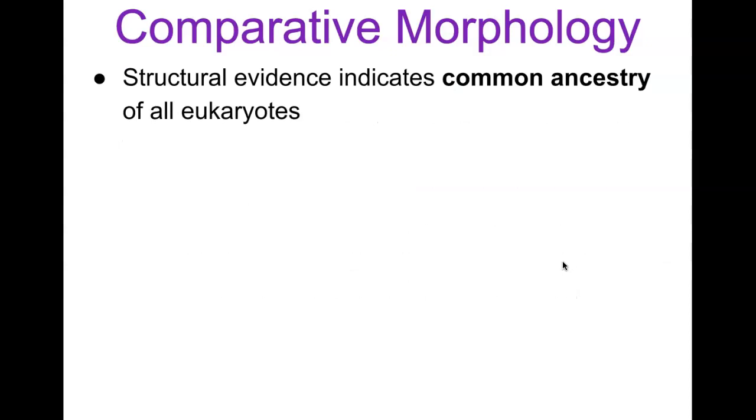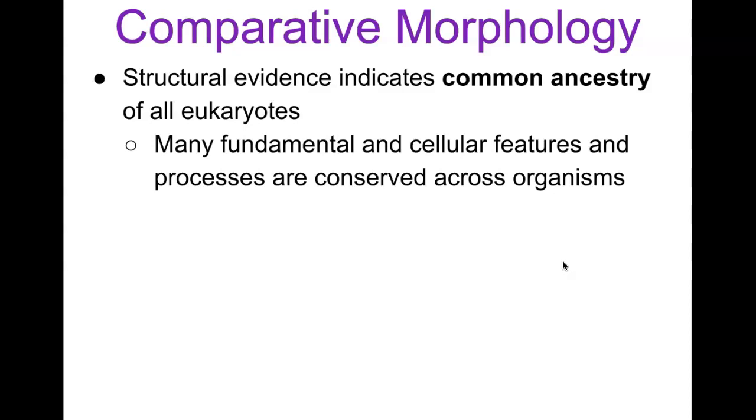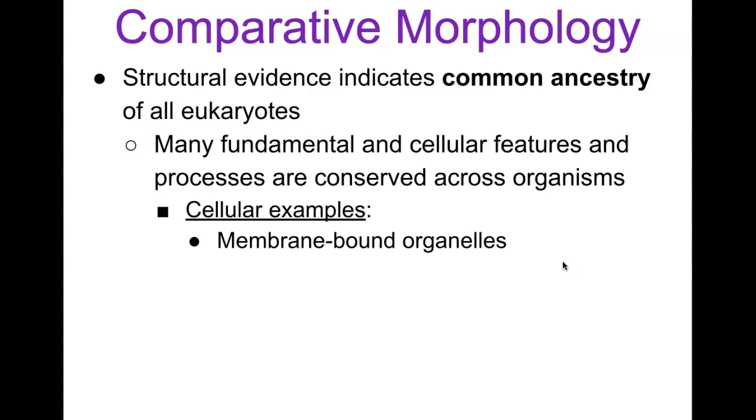So in comparative morphology, when we look at structural evidence, it indicates common ancestry of all eukaryotes. And ultimately, many fundamental cellular features and processes are conserved across organisms. When we think of some of those cellular examples or cellular processes, we think of things like membrane-bound organelles, like the mitochondria and the chloroplast and lysosomes. We might think of things like linear chromosomes and how those are fundamentally conserved and the same across organisms.